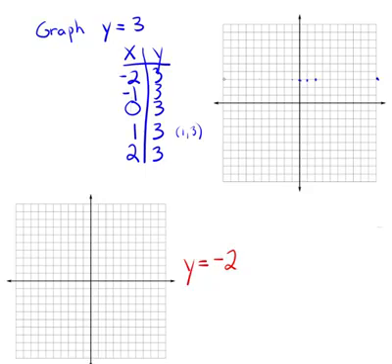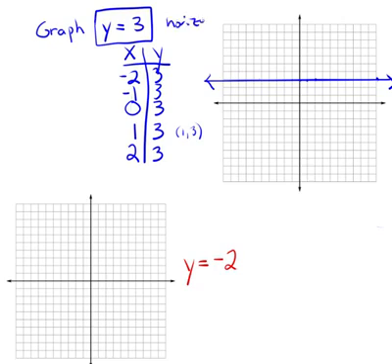I'm going to pick 2 points at the far ends and draw my line, extend out, and put arrows on at the end. So that is the graph of y equals 3. And it's a special case. It's a horizontal line. So a horizontal line, that is our y equals 3.